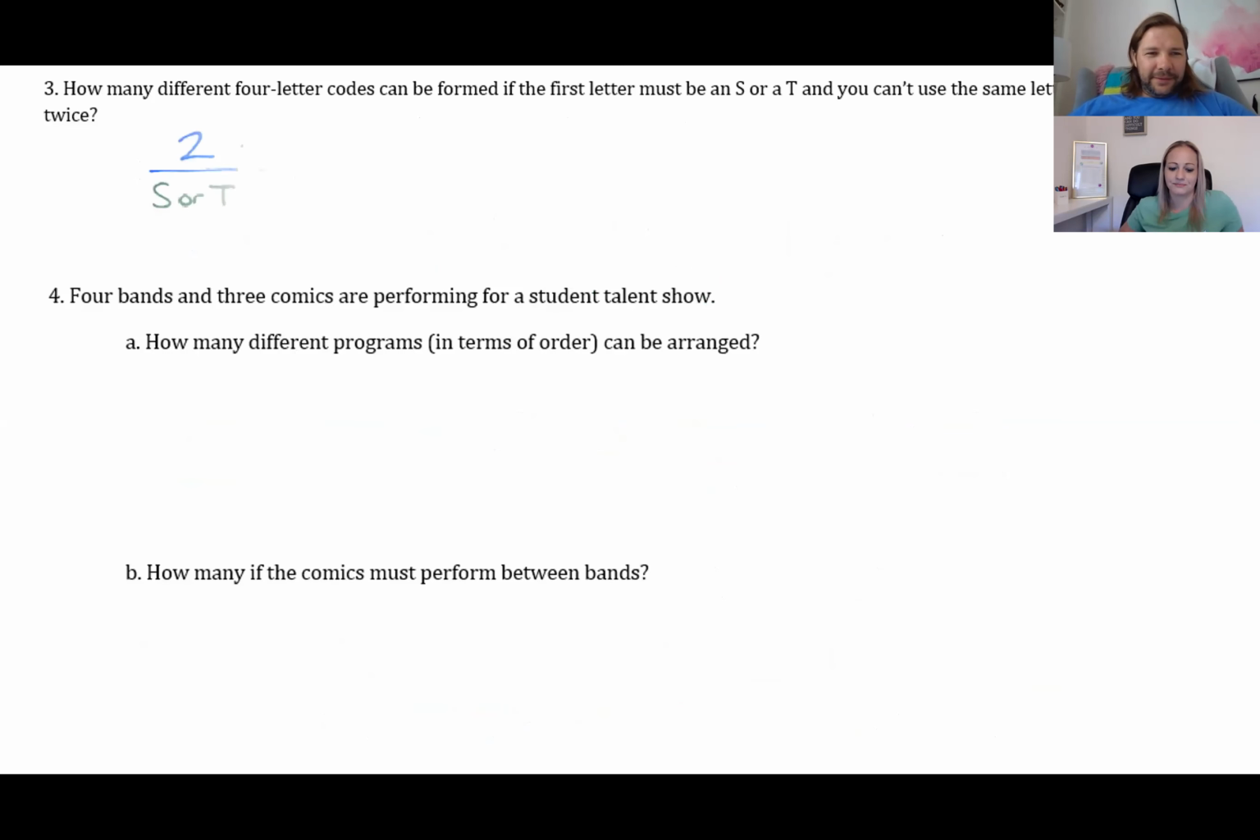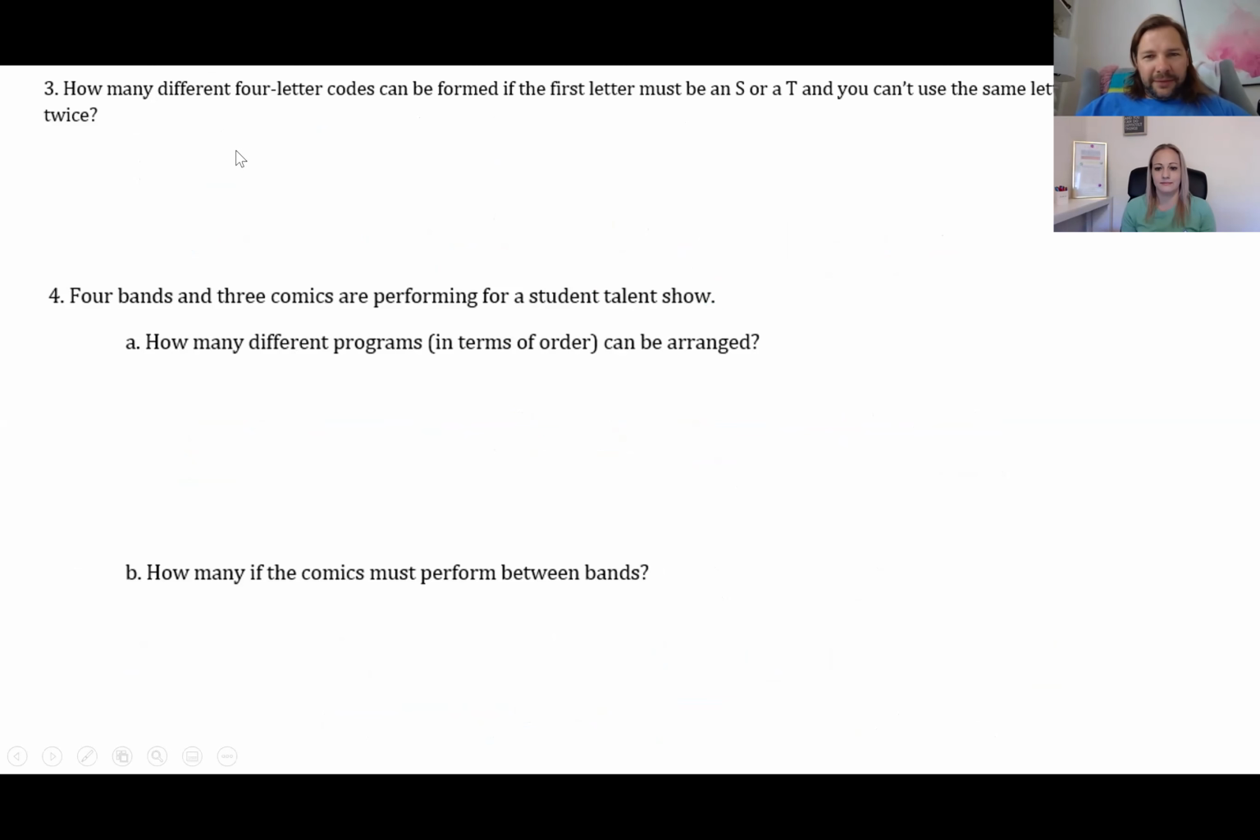Okay, so now problem 3 says how many different 4-letter codes can be formed if the first letter must be an S or a T and you can't use the same letter twice. So I'm assuming we're using the 26-letter alphabet here, right?